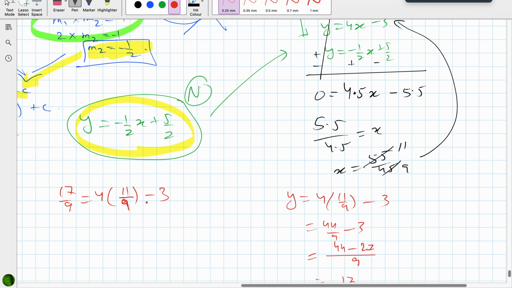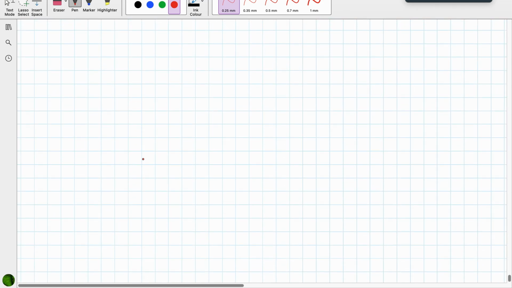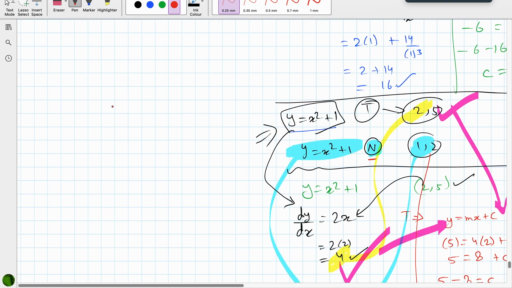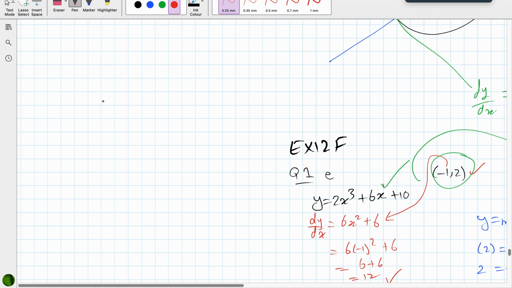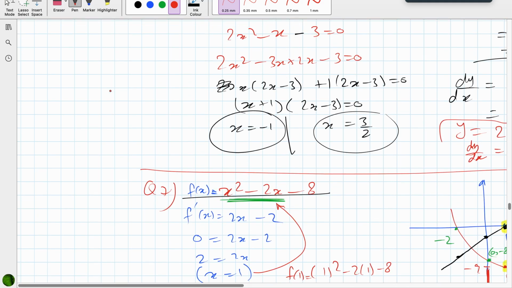Thank God. So this is our answer. Let's try a few more questions. Okay, let me cancel out this free space. Why did I leave this all the way? Okay.